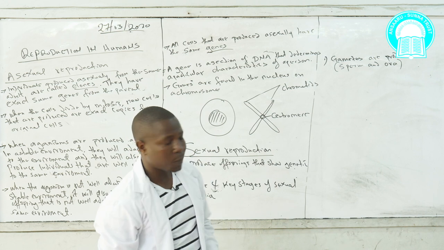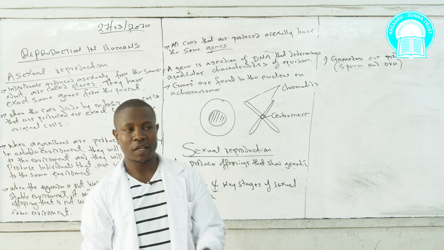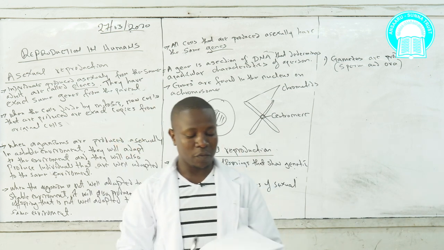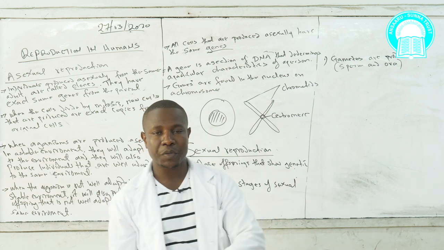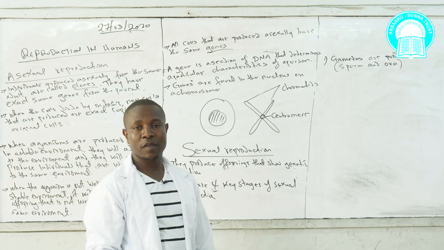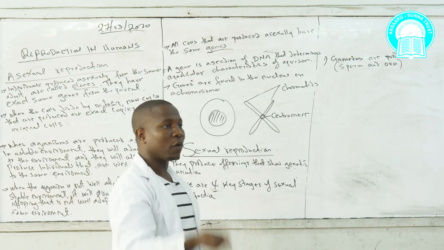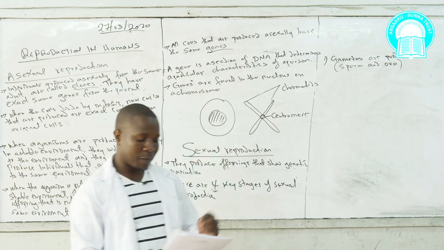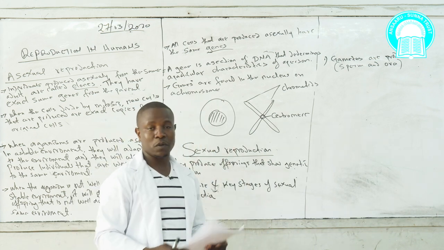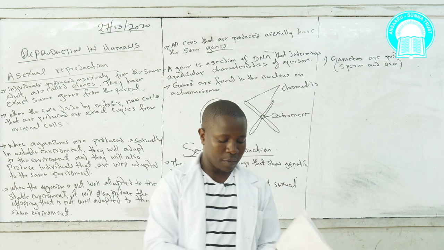For sexual reproduction to take place, there must be production of what? Gametes, whereby the male is going to produce male gametes, and we say they're what? Mobile. They move from one point to another and are called sperms. And the female is going to produce ova, which is stationary, so the sperm has to swim towards it for fertilization to take place.